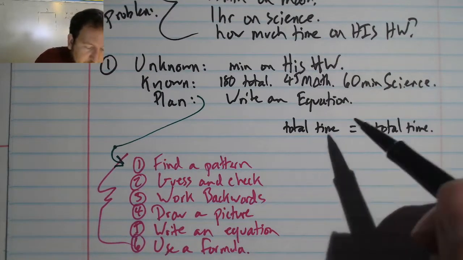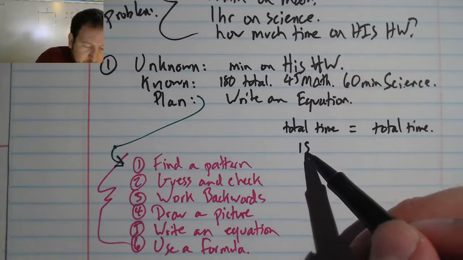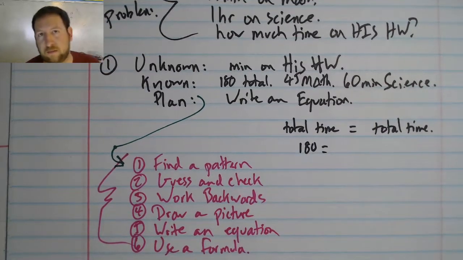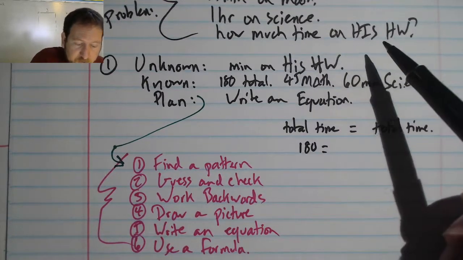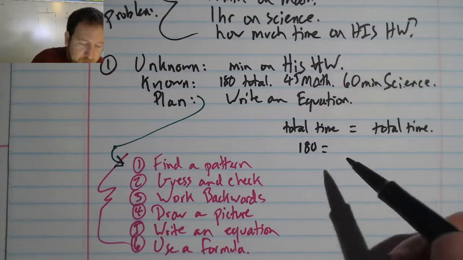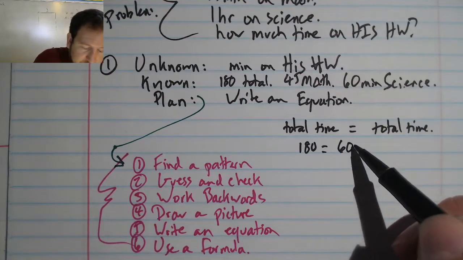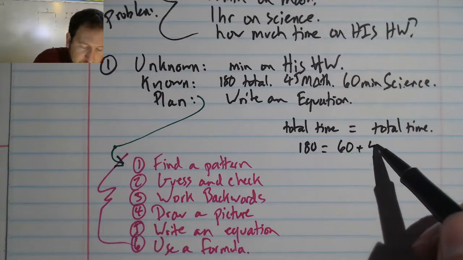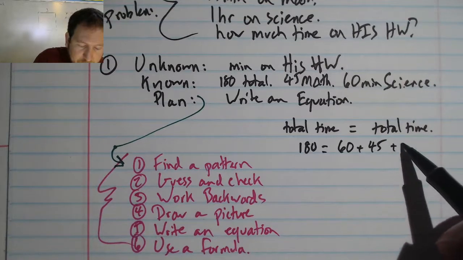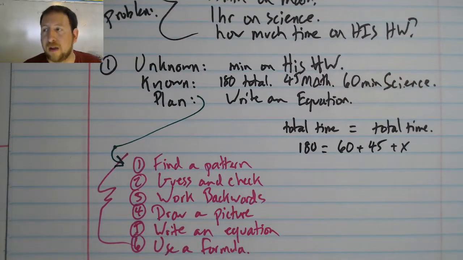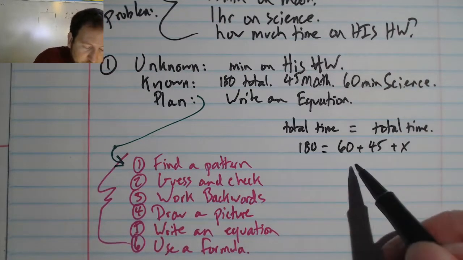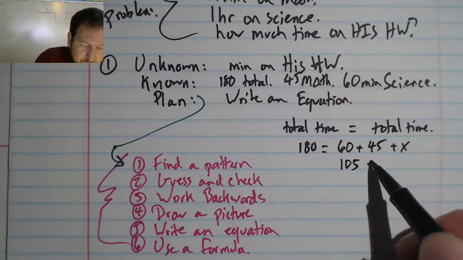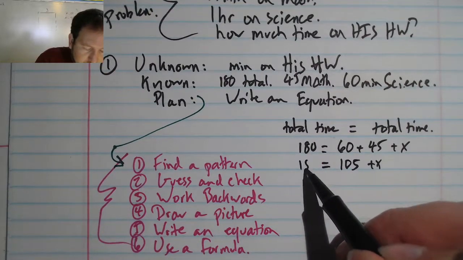So for example, my total time here is 180 minutes. On the other side, I should be able to add up my history, math, and science together. So I should be able to add my 60 for my science, plus my 45 for my math, plus my X of history. Now I should be able to solve from this point. So 60 and 45 is 105. 105 plus X equals 180.